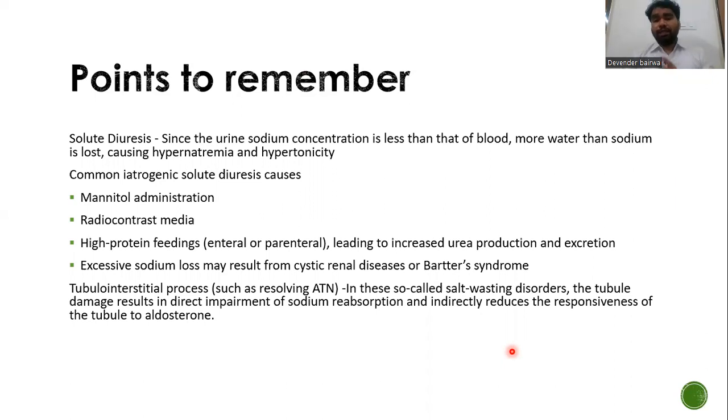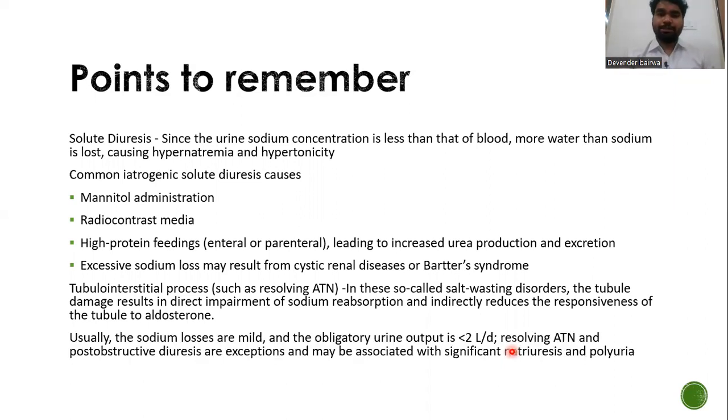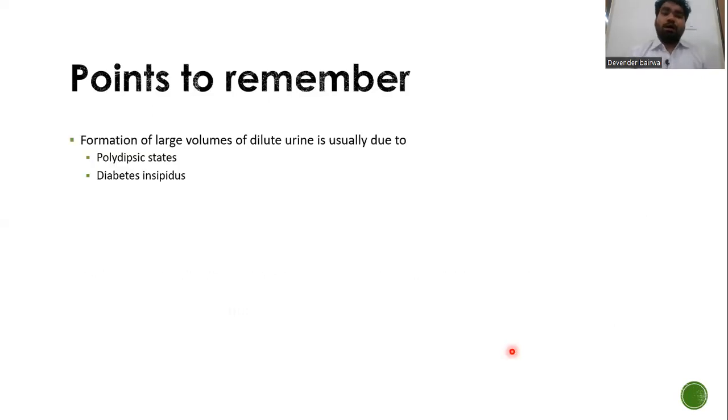So generally, what happens in case of tubulointerstitial disease, there is some kind of salt wasting. When these tubulointerstitial processes are happening, there can be some kind of salt wasting, and this salt wasting can also lead to osmotic diuresis. Sodium loss generally is mild in such cases, but it can increase when there is a resolution of acute tubular necrosis.